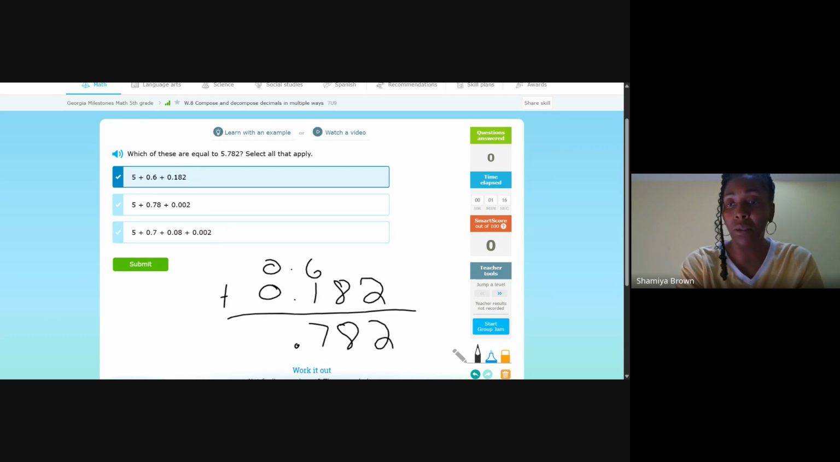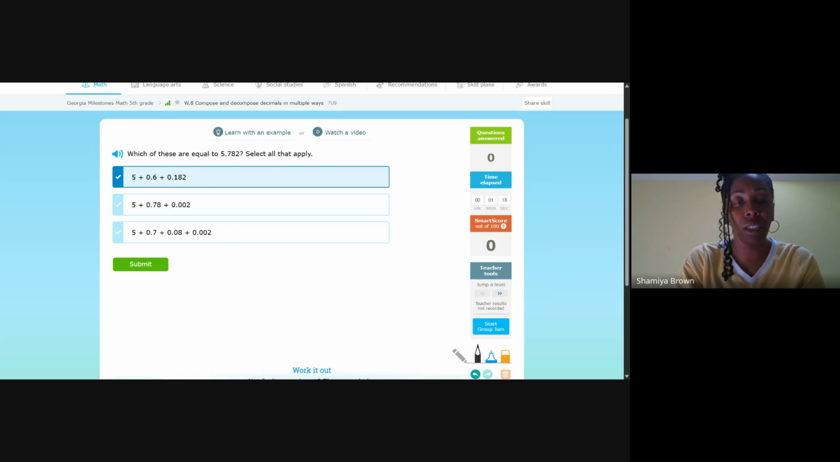Then for the next one, it says 5. So I know I do have that represented. Then it says 78 hundredths plus 2,000. So if I add that up, I need to see if that is going to equal 782 thousandths. Well, if I look at the 78, I know that that's the same. And then there's 2 in the thousandths place. So that will also equal. But as you could tell by doing that, you could do the same thing that I just did. Line them up and add them up.